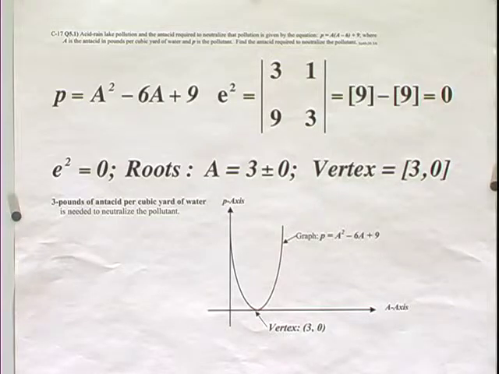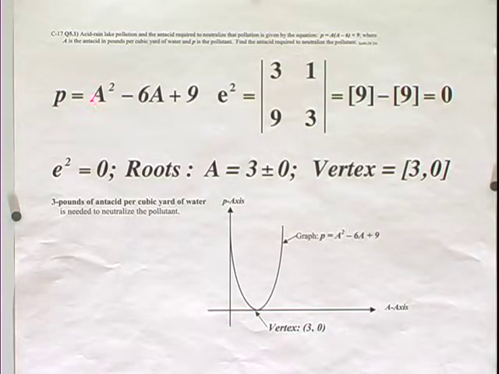In this clip, we have a problem: acid rain, lake pollution, and the antacid required to neutralize the pollution is given by this equation, pollutant, and this is the antacid there. Anyway, it's a quadratic equation where A is the antacid in pounds per cubic yard of water, and P is the pollutant. And we want to find out how many pounds of antacid will be needed to neutralize the pollutant.